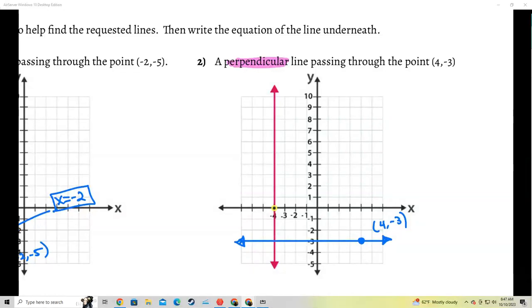You can think of it like this. All the y values here are negative 3 on every single point on the line. You can also think of it as, hey, this is my y-axis and it's crossing at negative 3. So your equation is going to be the y equals negative 3 line.